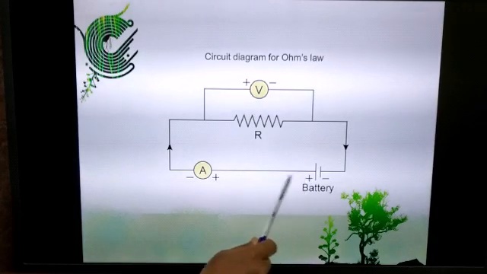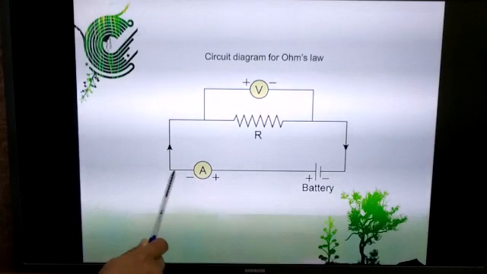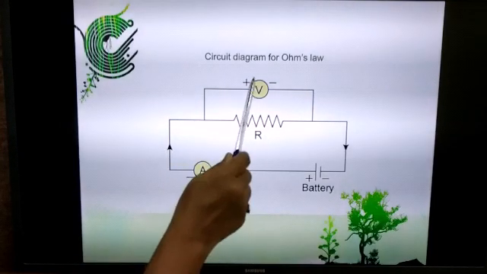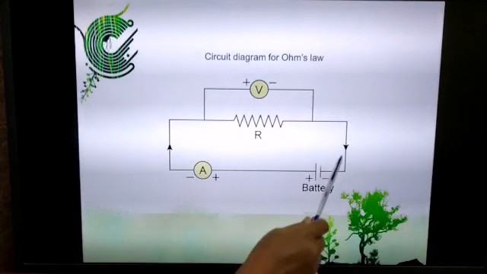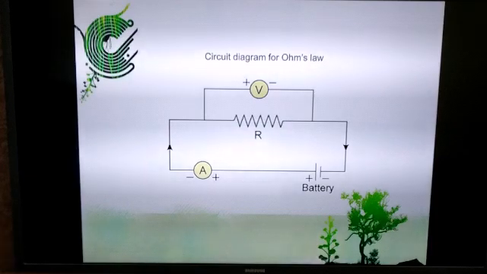The positive terminal of the battery is connected to the positive terminal of the ammeter. The negative terminal of the ammeter is connected to the positive terminal of the voltmeter. The negative terminal of the voltmeter is connected to the negative terminal of the battery. So this is the experimental setup for Ohm's law.